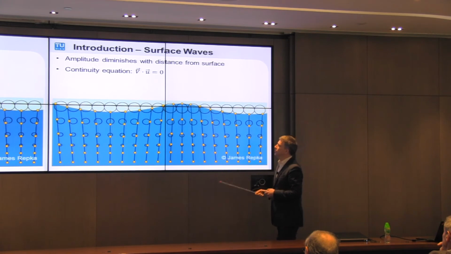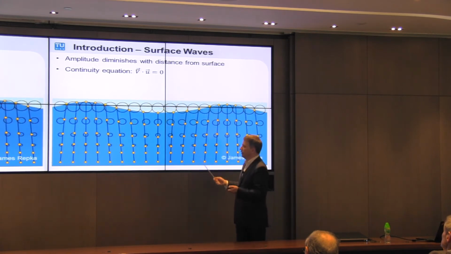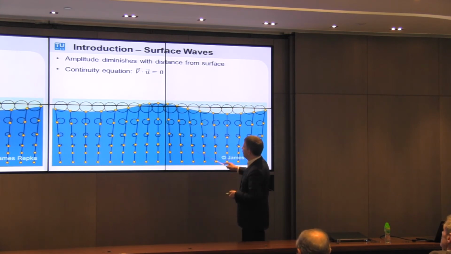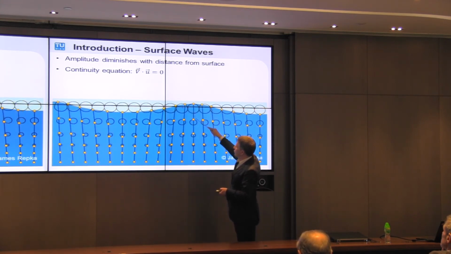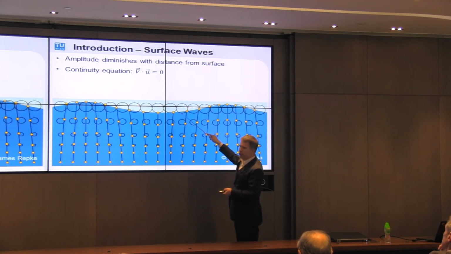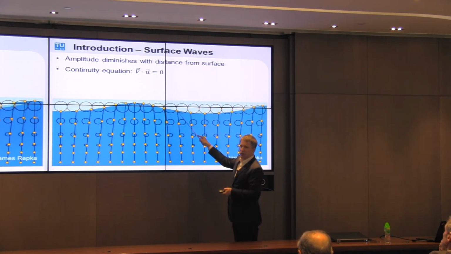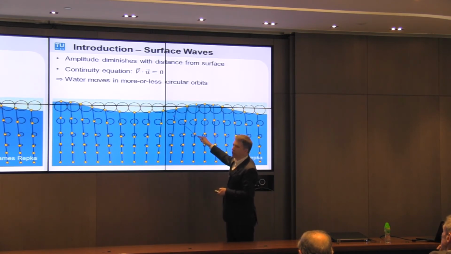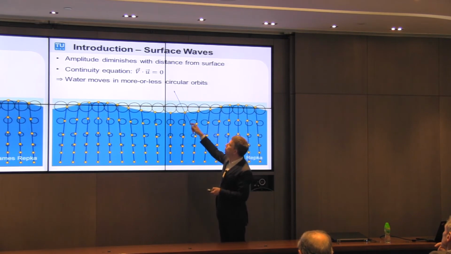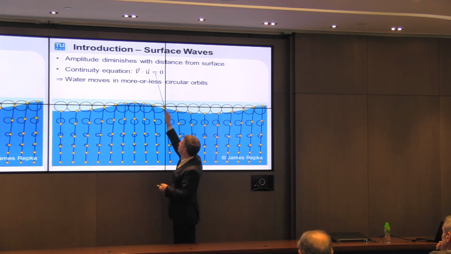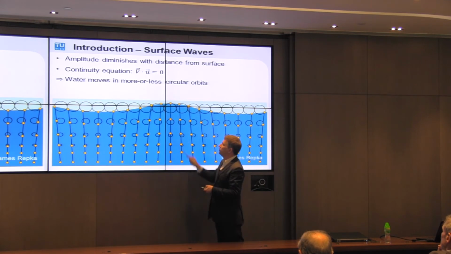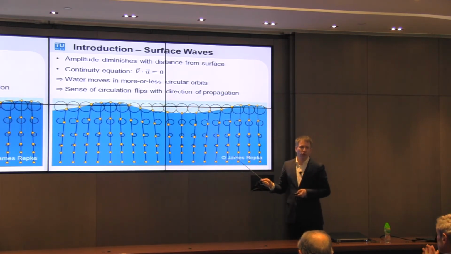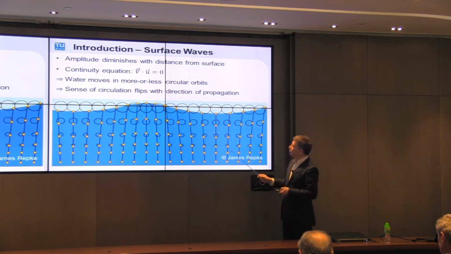But then, given the fact that the amplitude diminishes with distance from the water surface, if we now take the continuity equation for the water, which involves an incompressible fluid where mass is conserved, then you cannot have a transverse oscillation of the water here without having a longitudinal component at the same time, meaning that the water flows actually in more or less circular orbits here. So the flow of water, due to this divergence of the velocity field that has to vanish, must go in circles. But that also means that the sense of this circulation will now be correlated to the direction of propagation.